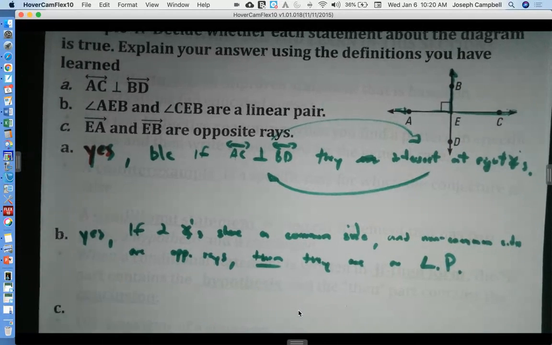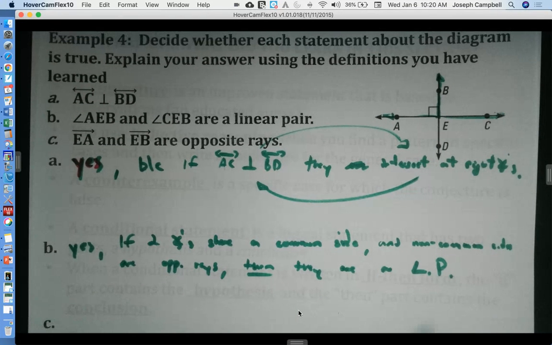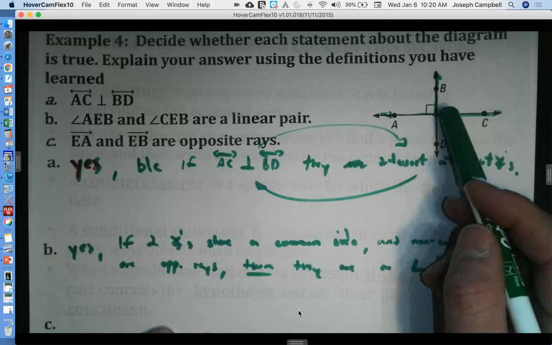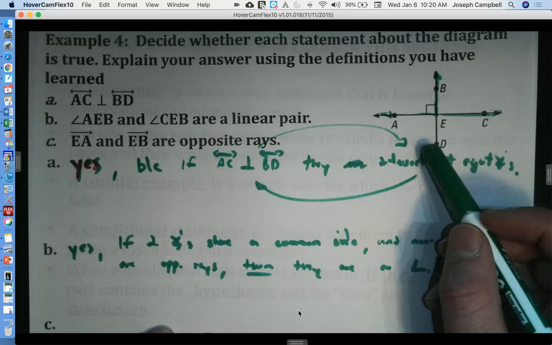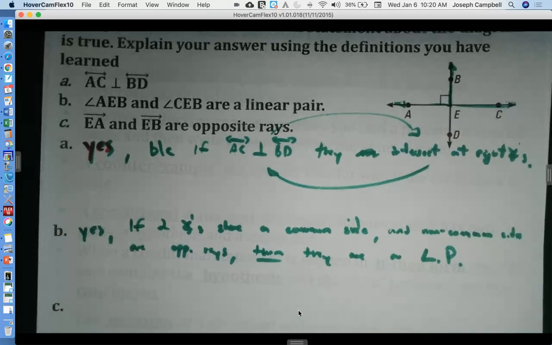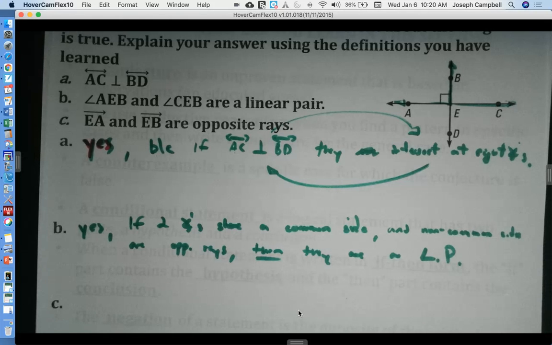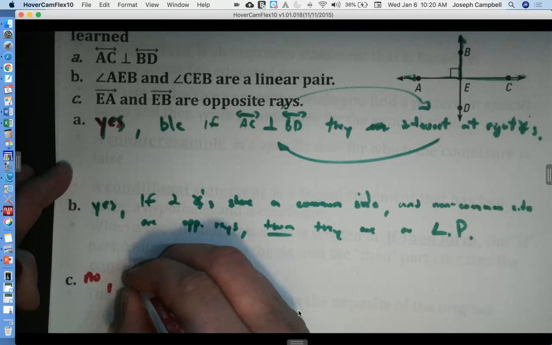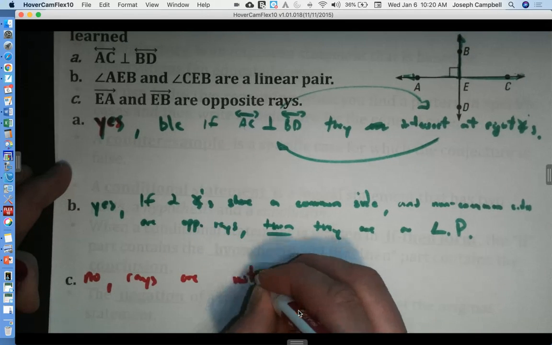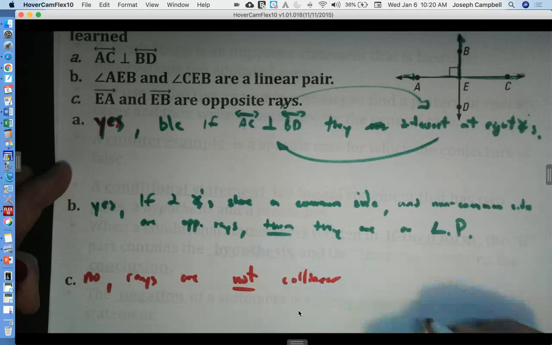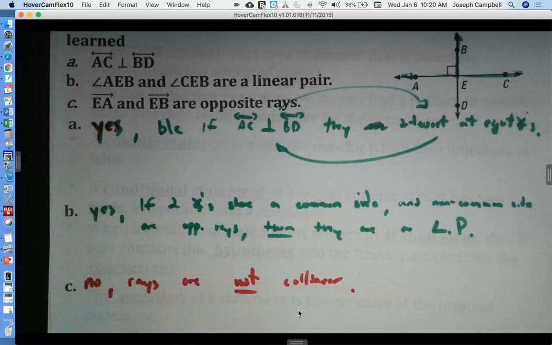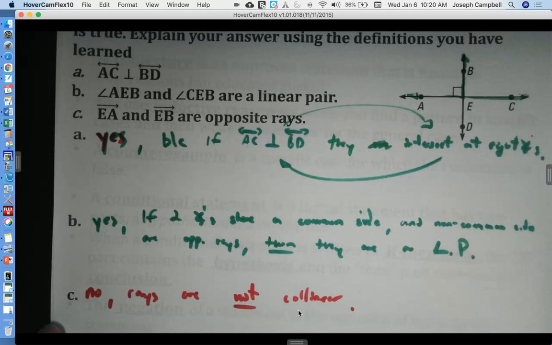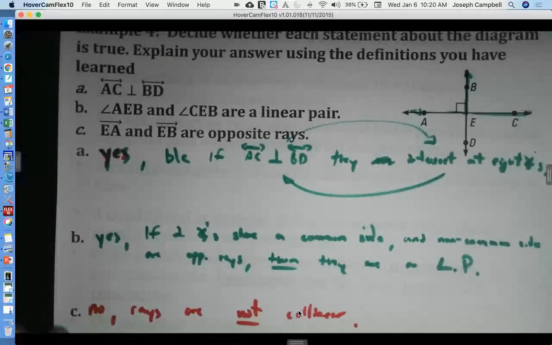All right, EA and EB are opposite rays. Is this true? Do they share an endpoint? Yes. Are they collinear? No. So we haven't satisfied all the conditions. So the answer here is no. What condition have we failed? Rays are not collinear. Okay, so I failed to meet one of my conditions, the hypothesis of my definition. So this is not satisfying the conclusion. So it's false. It's not an opposite ray pair.